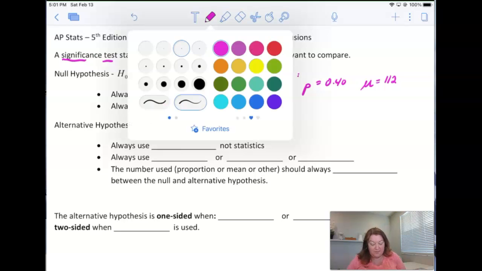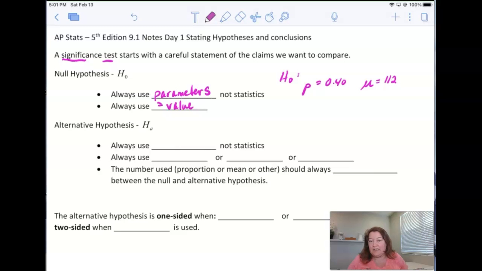All right, the alternative hypothesis gets listed directly underneath it. That's an H with a little lowercase a as the subscript. It also only uses parameters. It does not use statistics. So same types of variables: p's, mu's, sigmas. We are always going to use not an equals. It's either going to be a greater than the value, or a less than the value, or a not equals to the value.